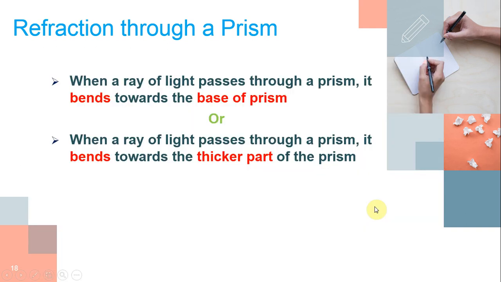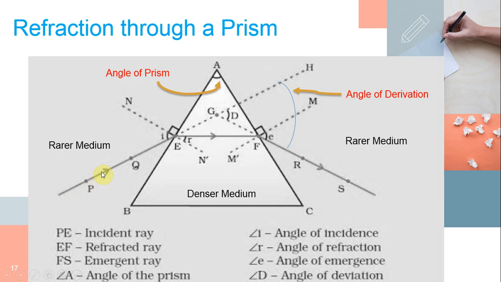So final conclusions. Refraction through a prism. When a ray of light passes through a prism, it bends towards the base of the prism. This is a light ray. After refraction through a prism, it bends towards the base of the prism. This is the base of the prism. BC is the base of the prism. So light bends towards the base of the prism or the thickness of the prism.